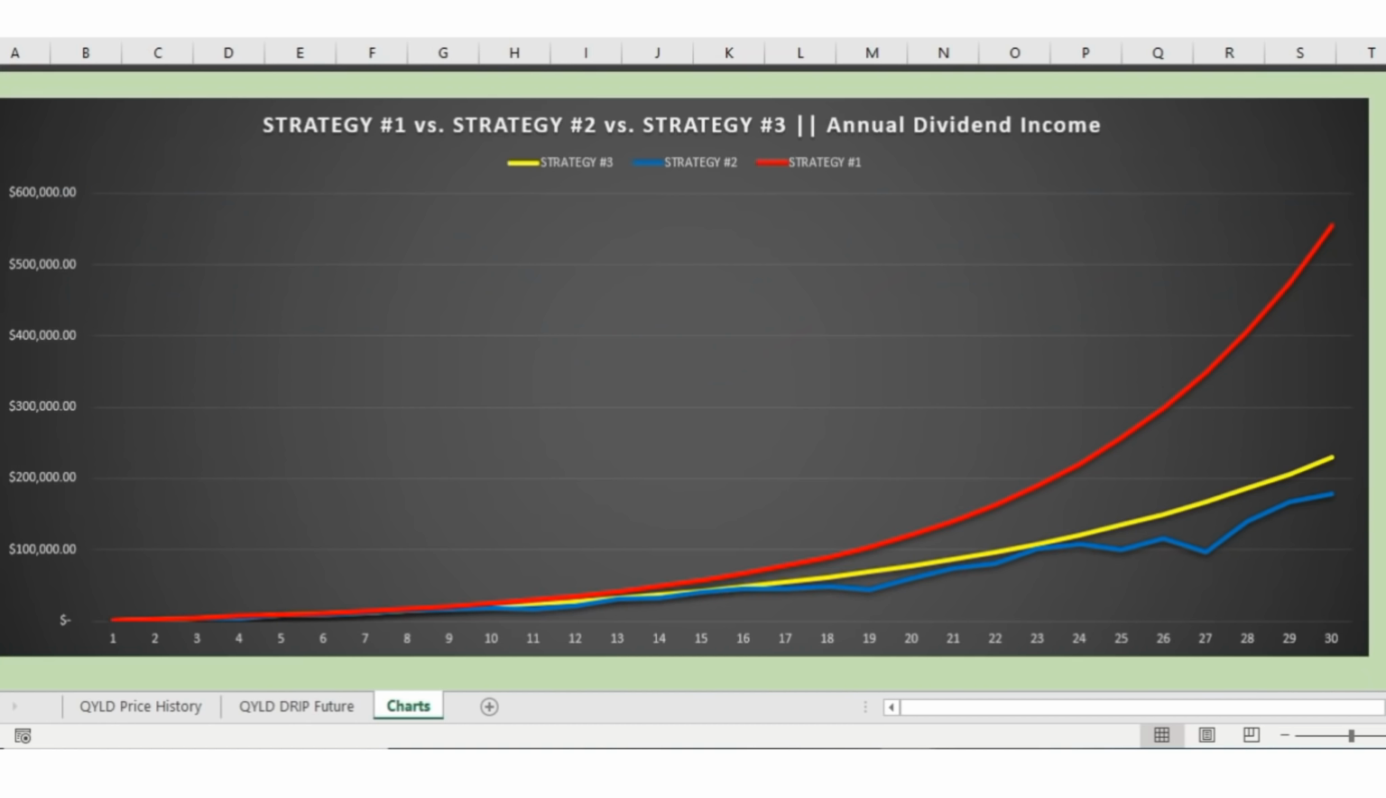And this right here just compares the 3 different strategies, assuming $1,000 a month in contributions. You can see that these 2 strategies, the ones we added, strategy number 2 and strategy number 3, are definitely much more conservative approaches that I think would be much more realistic. Sorry, I know I threw a bunch of data at you guys.